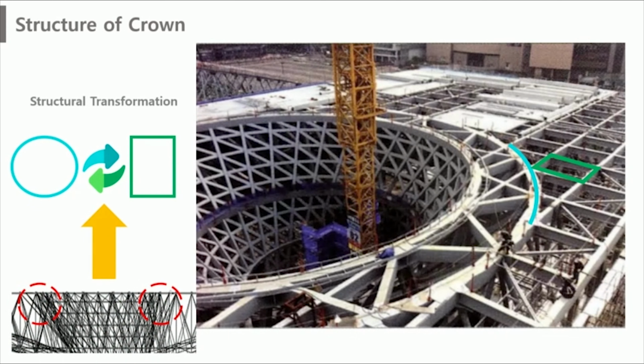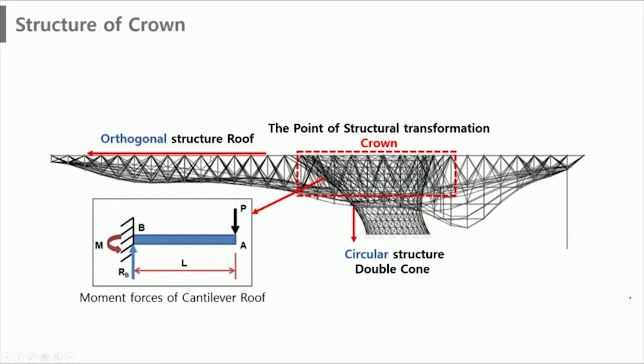The crown forms a structural transformation between a roof with an octagonal structure and a double cone with a circular structure. As you can see in the picture, the crown may softly convert big moment pulses.